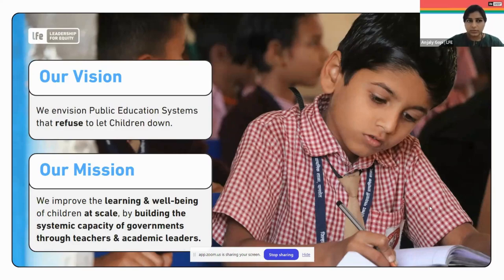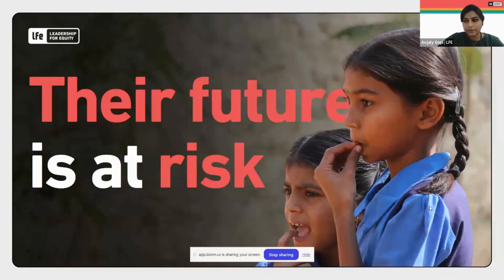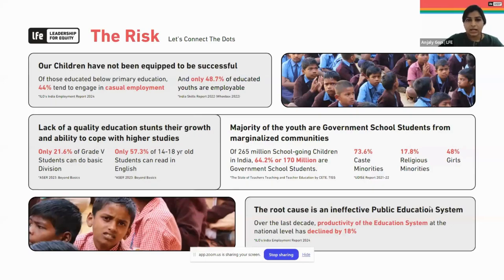So, why have we chosen this path? Because the future of our nation basically relies on our students, right, our children. What we have identified as the problem is that the future of these students is at risk. Now why do we say that their future is at risk?